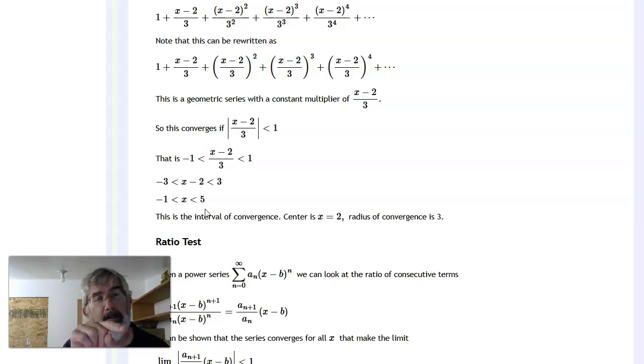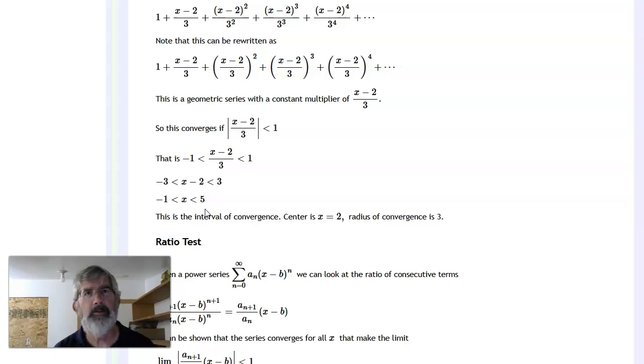So think about that interval from -1 to 5. 2 is right smack dab in the middle, and then you go 3 up and 3 down, and so you get from -1 to 5. The total length is 6, with 2 in the middle. The radius is 3. So I would say that this has radius of convergence 3. The interval of convergence is the x's from -1 to 5, with 2 right in the middle. And that's the way we are going to be able to tell intervals of convergence for this class.